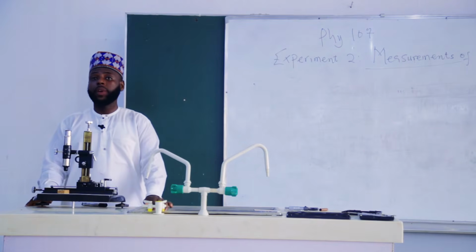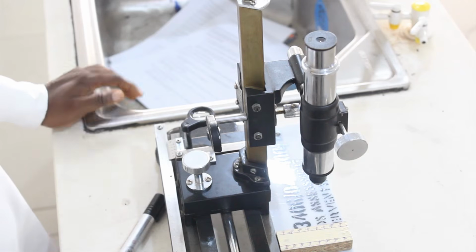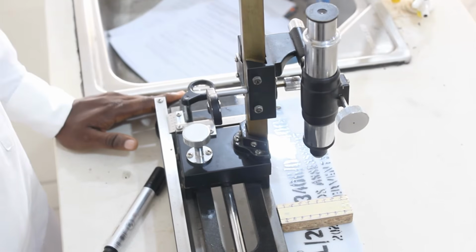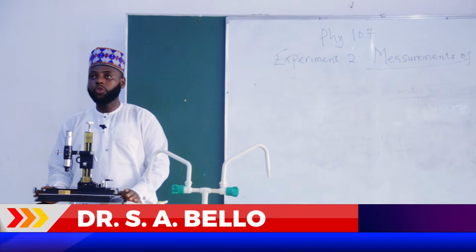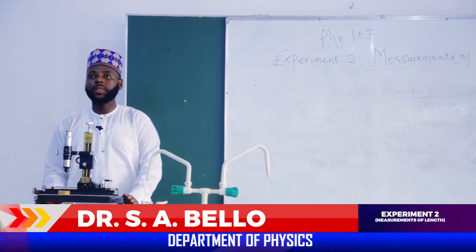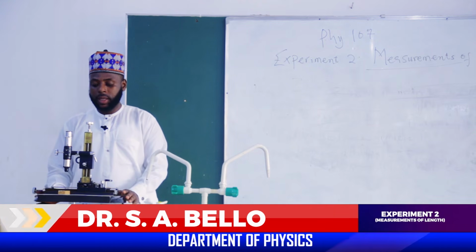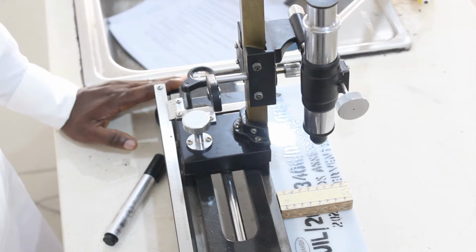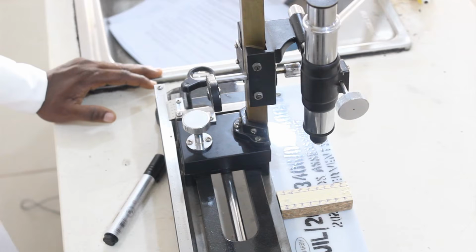Finally, we have the vernier microscope, or sometimes we call it the traveling microscope. The instrument is used for measuring tiny dimensions and has a higher precision than the micrometer screw gauge and the vernier caliper that we discussed earlier.